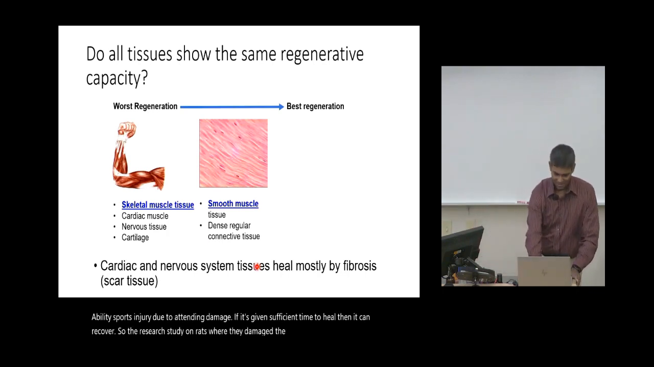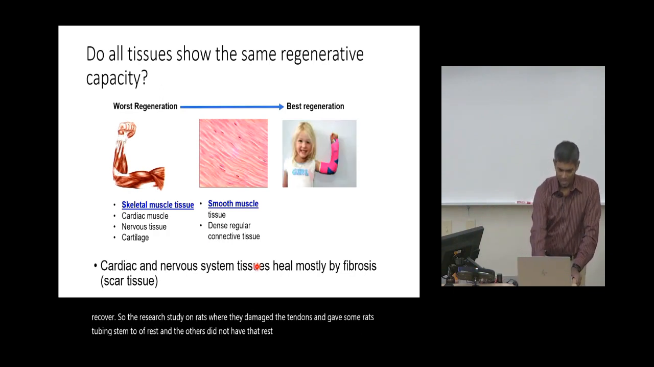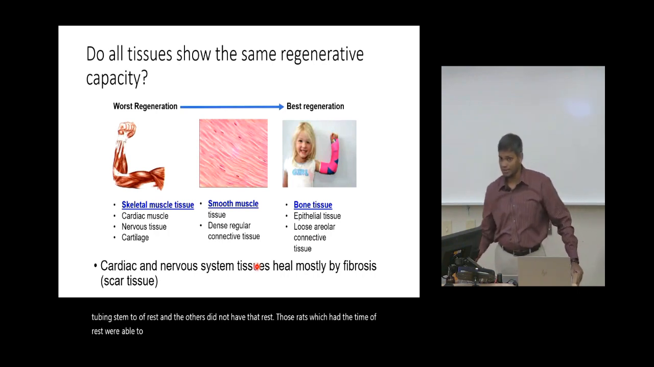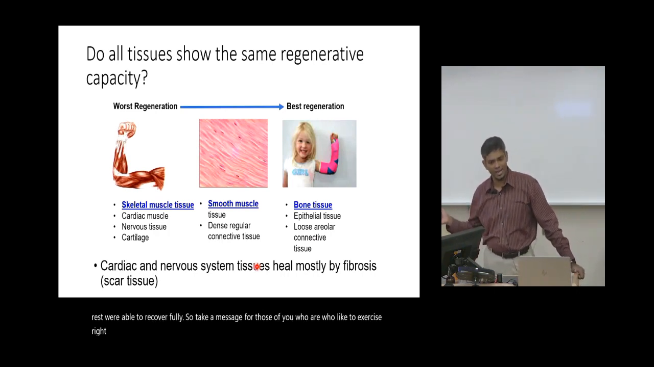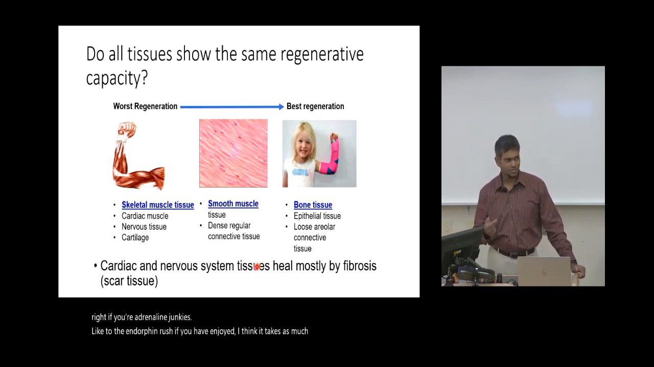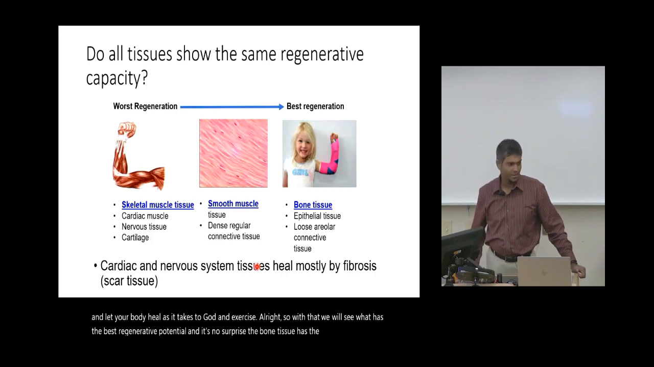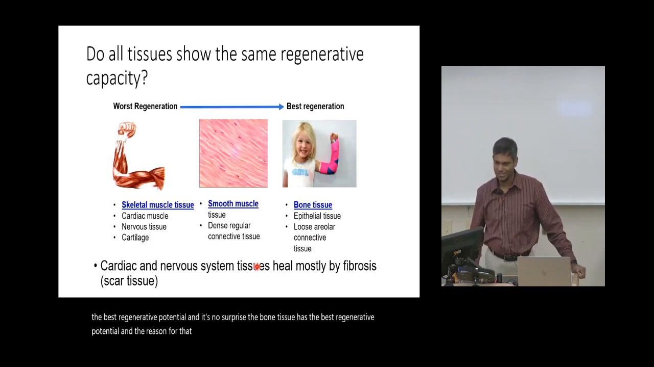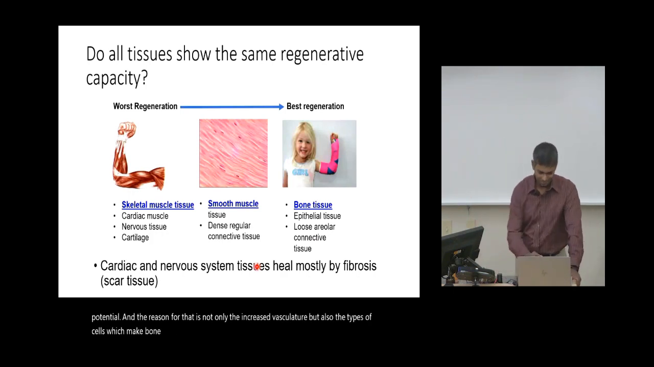All right. So with that, we'll see what has the best regenerative potential. And it's no surprise the bone tissue has the best regenerative potential. And the reason for that is not only the increased vasculature, but also the types of cells which make bone tissue. So we'll discuss that when we get to the skeletal system, maybe not this week, maybe next week, because I have a feeling we'll talk about the integument tomorrow as well.